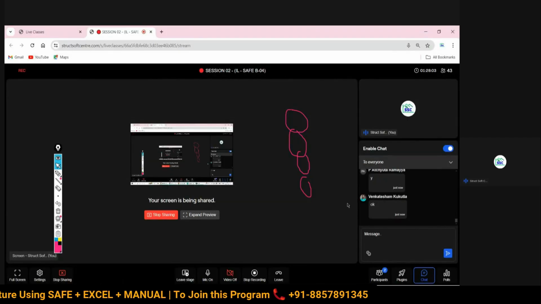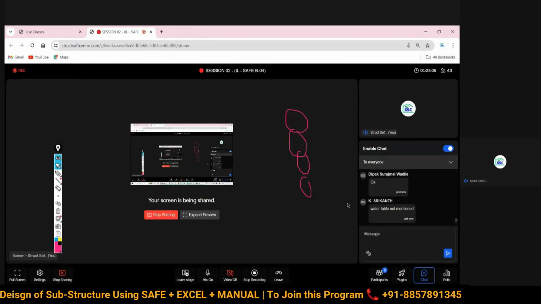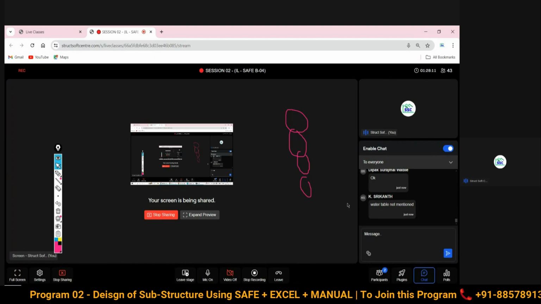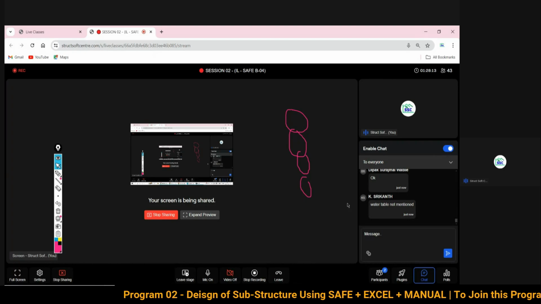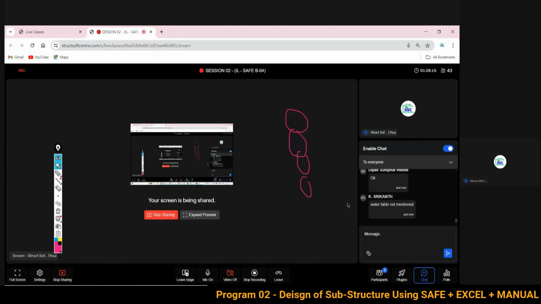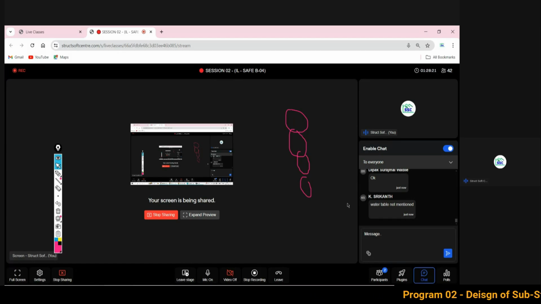Because people are very much confused about what the soil investigation report is and all. So I tried my best to summarize the complete geotechnical engineering in a short way, as is actually required for our study.